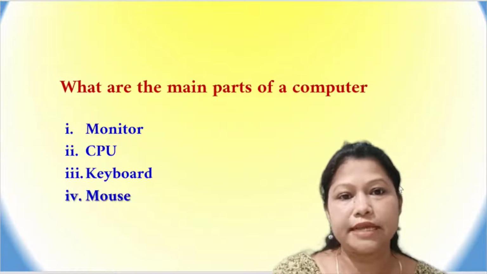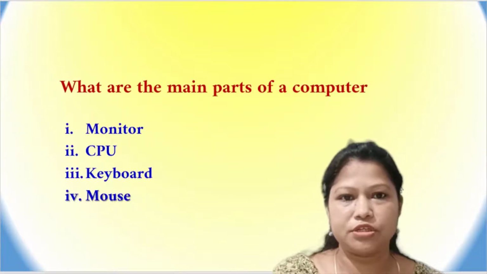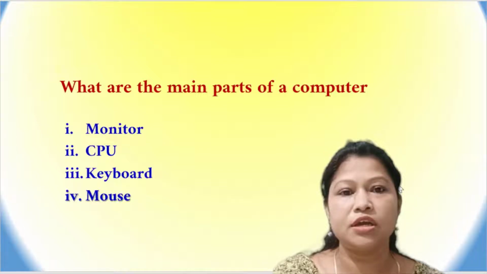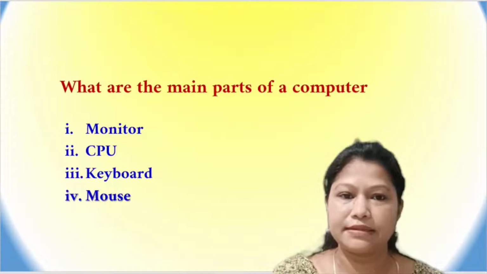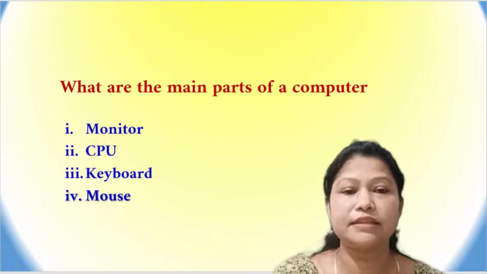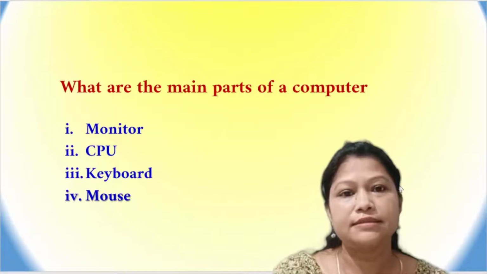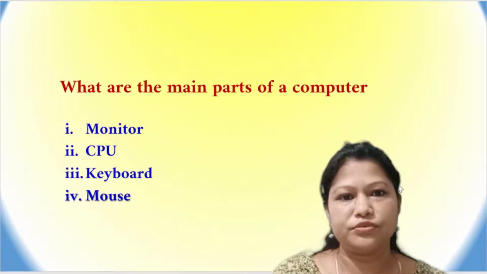The next topic is, what are the main parts of a computer. The main parts are monitor, CPU, keyboard and mouse. Monitor is used to display the result on the screen. CPU is the main processing unit of our computer system which performs the processing on the data. Keyboard is used to type in data and instructions into the computer, and the mouse is used for selecting objects on the computer screen.